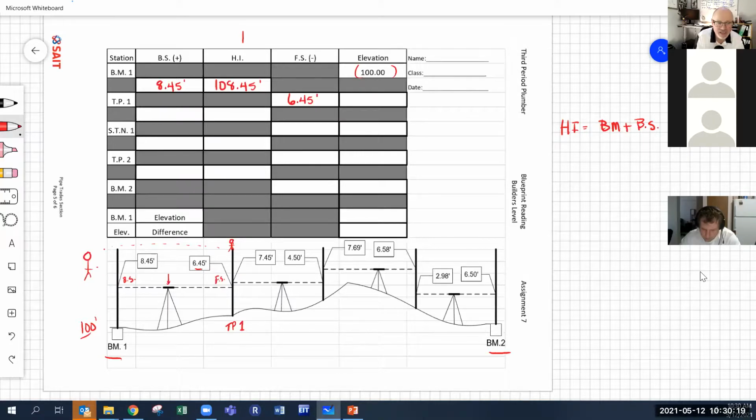And now we can get the elevation right here, the elevation of this turning point. And I told you before, to do that is take your height of your instrument and minus the foresight, and that will give you your turning point elevation or new benchmark, whatever you want to call it. But this is TP1. So this is height of an instrument minus off the foresight. That is clearly 102 feet.